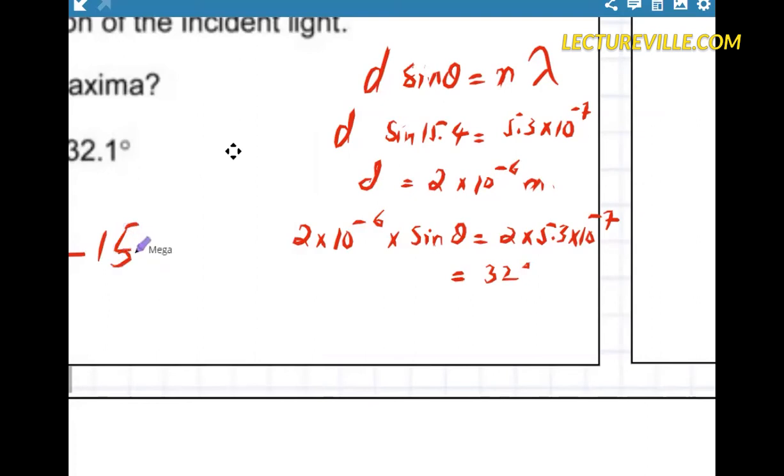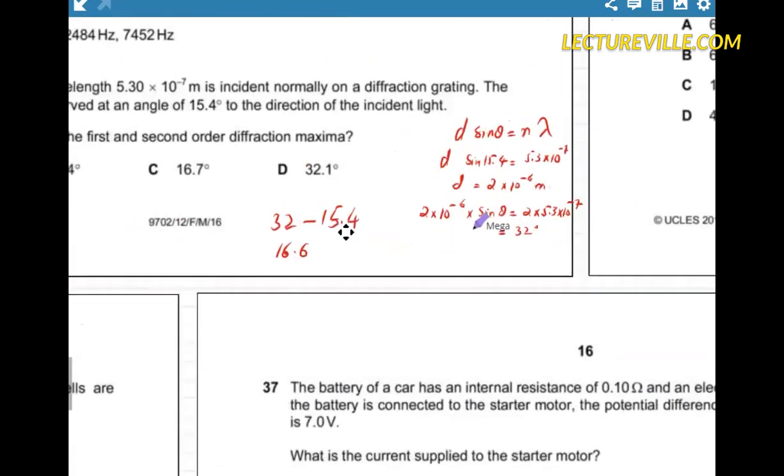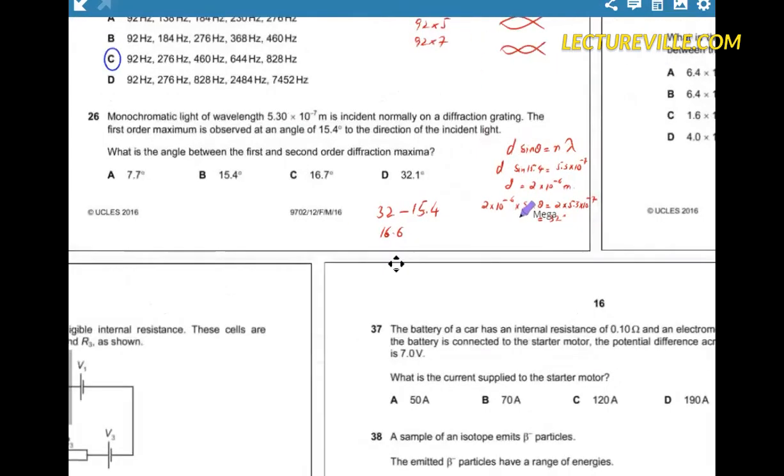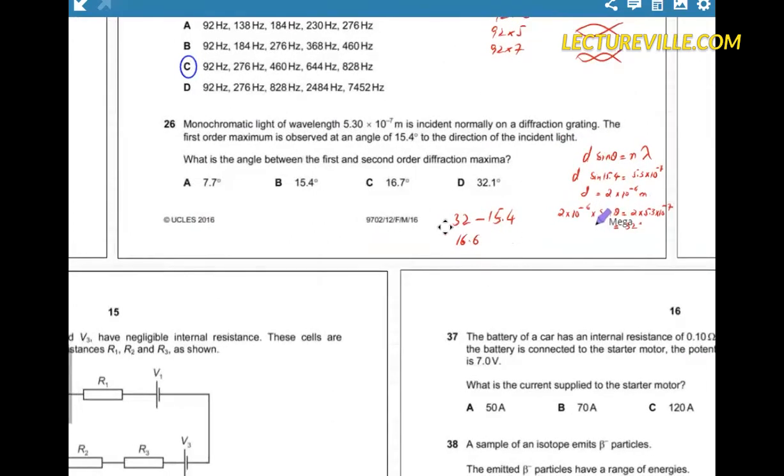15.4, which is 16.6. So in this case, the answer will be C. Okay, because he asked for the angle between the first and the second, not the angle of the second.